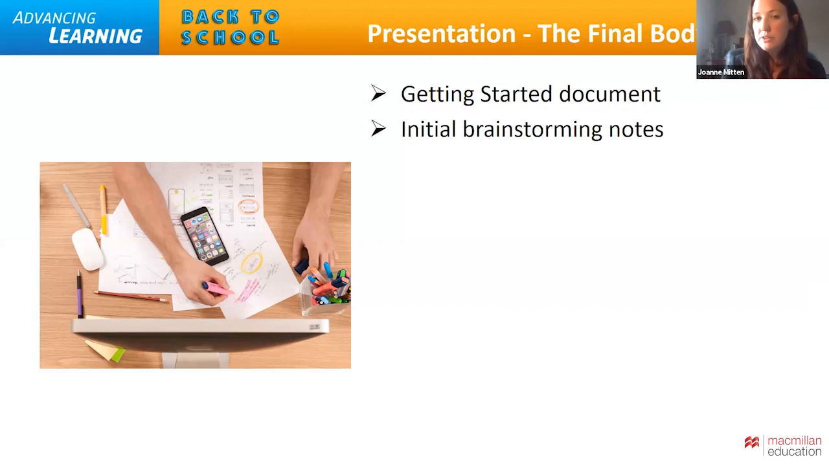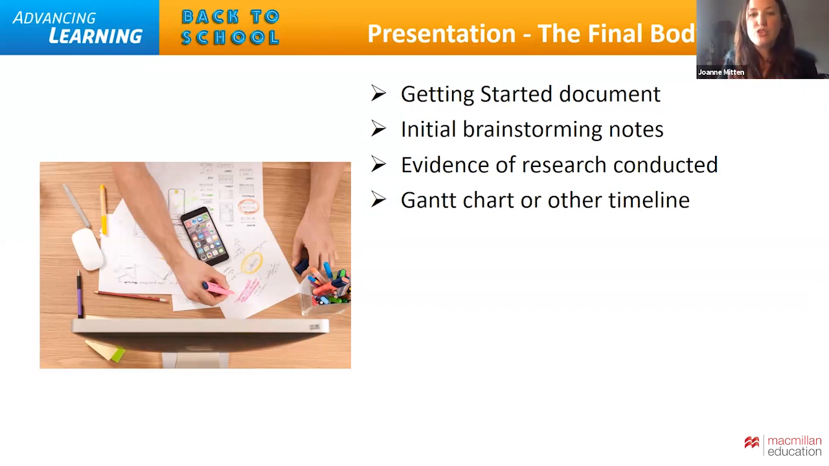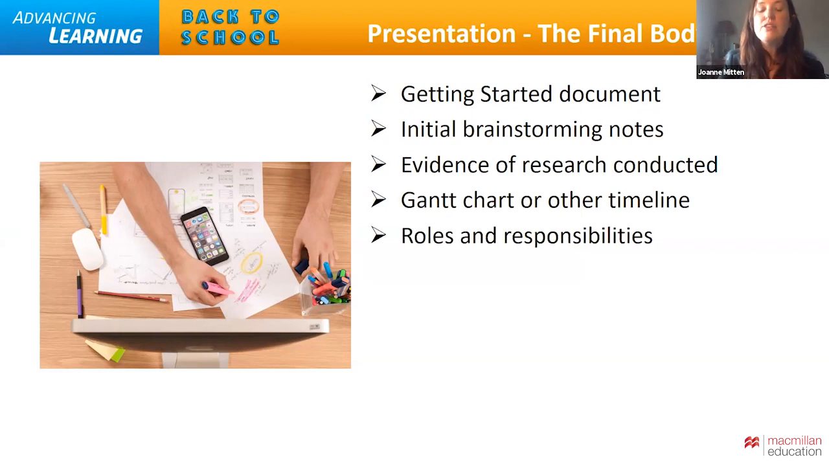They might want to include their initial brainstorming notes and their evidence of the research conducted. So they might want to include their links, all their information, where they got their sources. And if they want to go a step further, they could even include which research was the most beneficial to them. Their timeline or evidence of their planning and their tracking should be part of their body of work. Their roles and responsibilities should also be commented on.